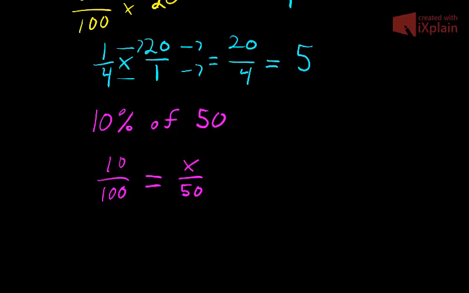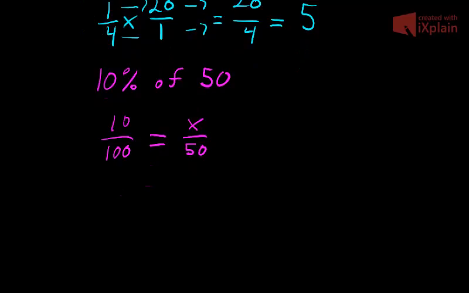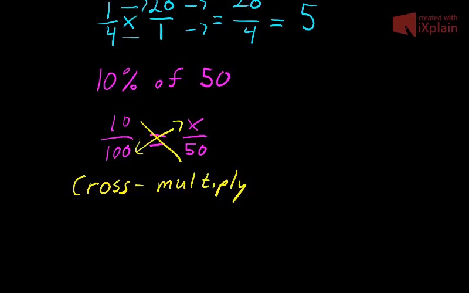So 10 over 100 is my proportion, and I'm trying to find that proportion over 50. Something I can do here is called cross multiplication. Cross multiplication is one strategy, and what happens when I cross multiply is that I draw a big X over the equal sign, and I'm going to multiply things at either end of my X.